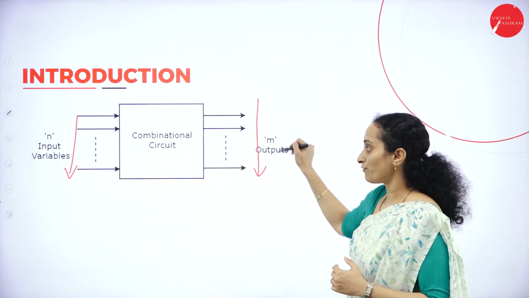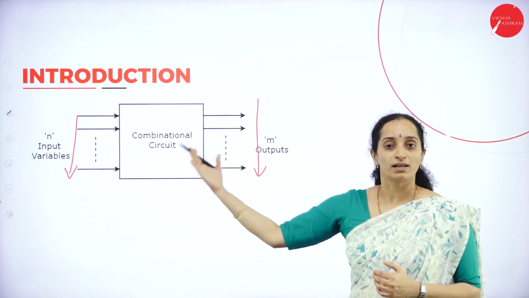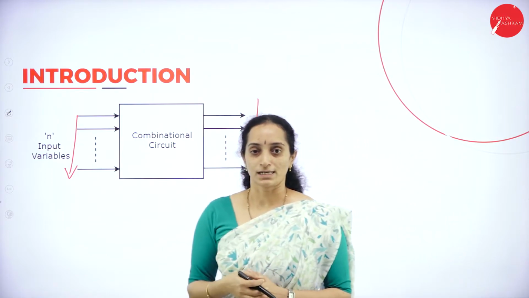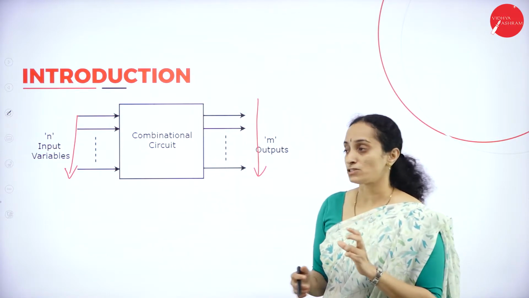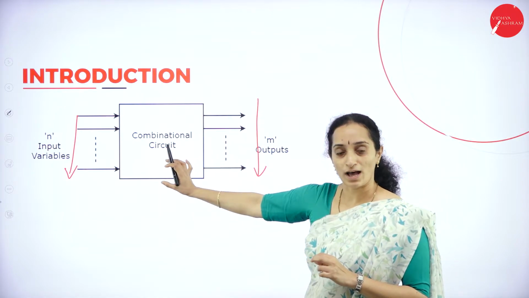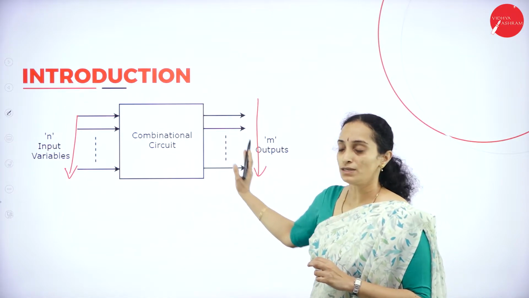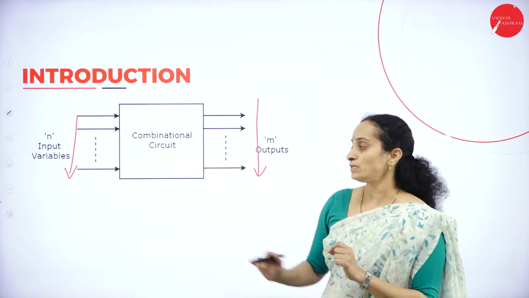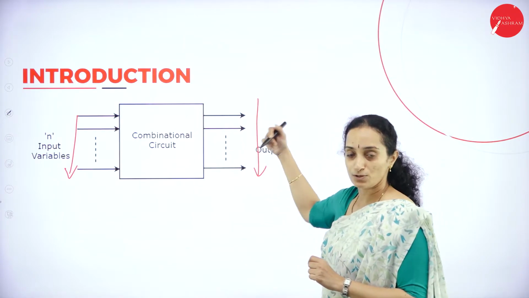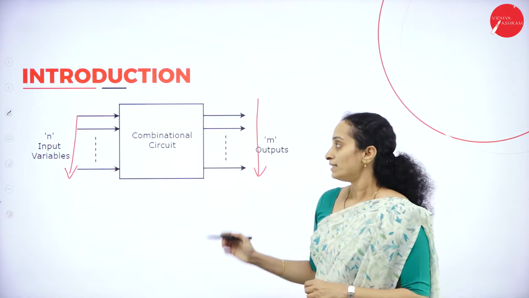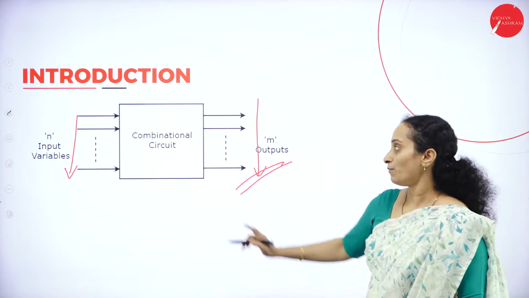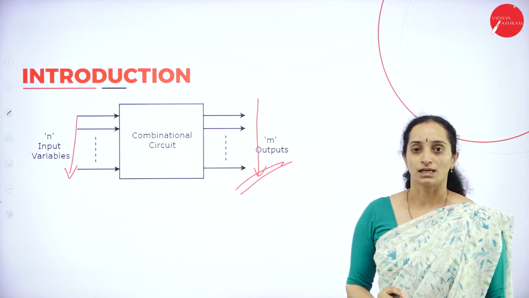Okay. So the number of output variables and input variables may be different in the combinational circuit. It depends on how many logic gates you have used. The number of outputs depends on how many logic gates you have used and how many outputs these logic gates are producing in the end. This is a circuit diagram or symbolic diagram of the combinational circuit.